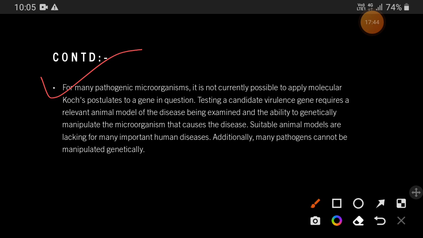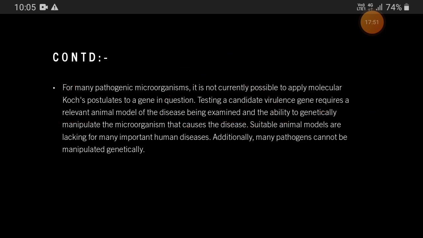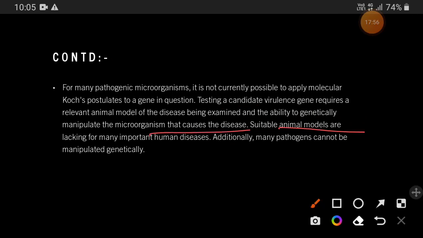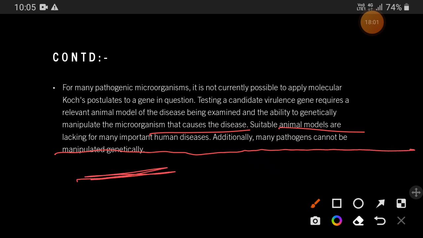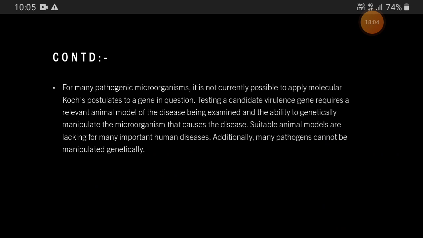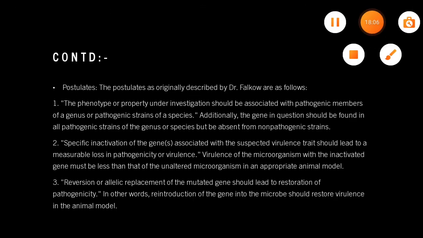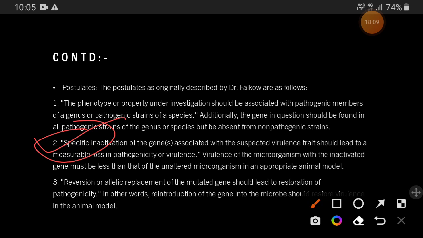Testing a candidate virulence gene requires a relevant animal model of the disease being examined. Okay, that is the point. Along with the ability to genetically manipulate the microorganisms that cause the disease, suitable animal models are lacking for many important human diseases, and additionally many pathogens cannot be manipulated genetically. That is what I was suggesting in that point: specific inactivation of the gene associated with a suspected virulence trait could lead to a measurable loss in pathogenicity, right?